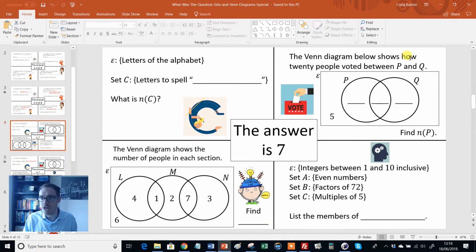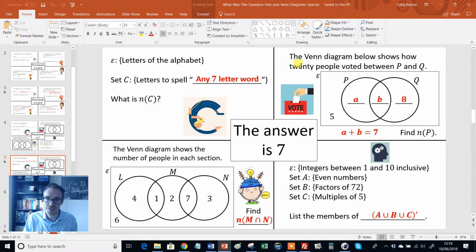Venn diagram shows how 20 people voted between P and Q. Find the number of people who voted for P. We've got 5 on the outside. We know the answer's 7. So then we've got to come up with something where A and B has got to be equal to 7. That has to be 8 because we're tied because that's 20 and so on. So how many different combinations could that be?